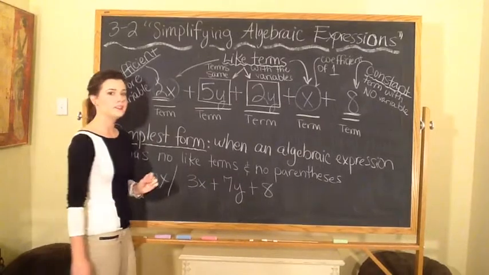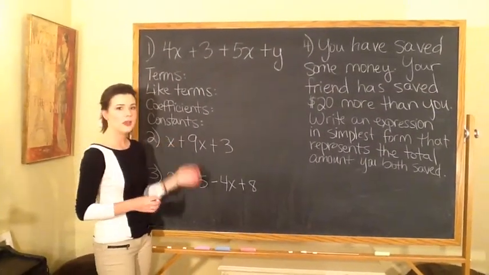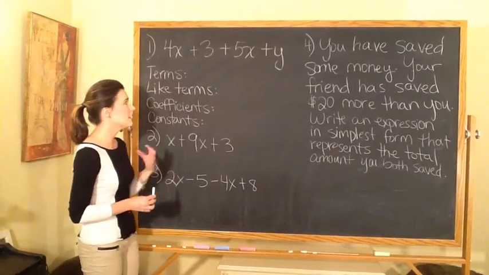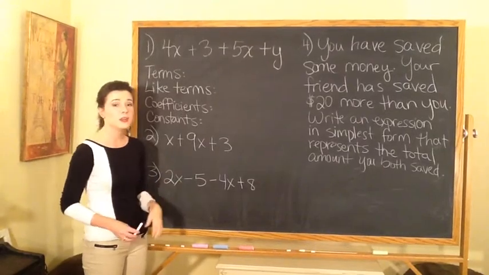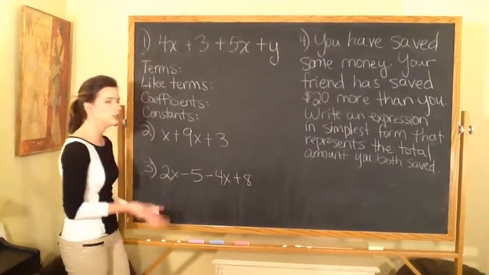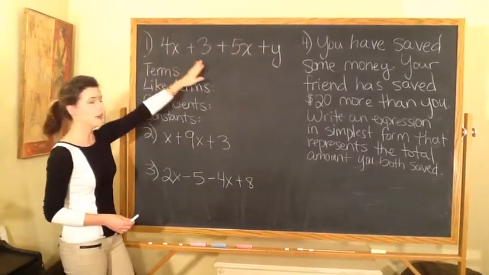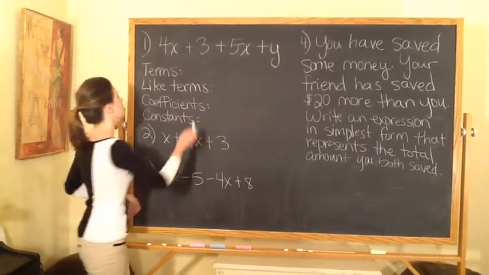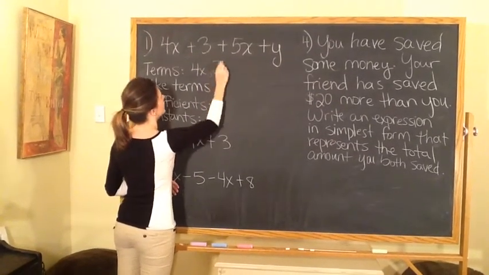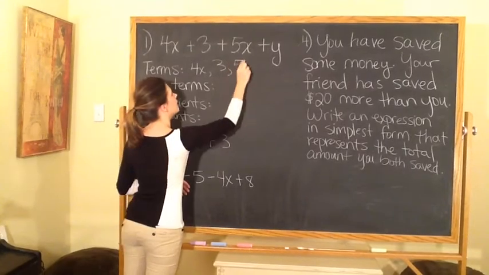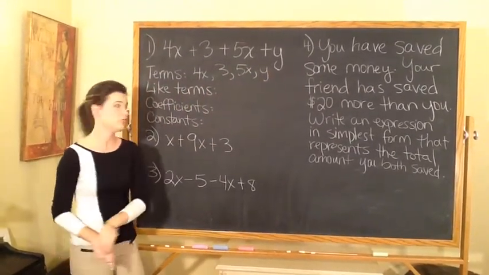Let's go ahead and do a few examples. Alright, let's go ahead and look at our first example. Now in this first example, they want us to go ahead and basically identify each of the parts of the algebraic expression. So we just want to know, do you know what the like terms are, do you know what the terms are, do you know what the constants are, etc. So let's go ahead and list all of our terms in our algebraic expression. We have 4x, we have 3, we have 5x, and we have y. Those are our 4 terms in our expression.